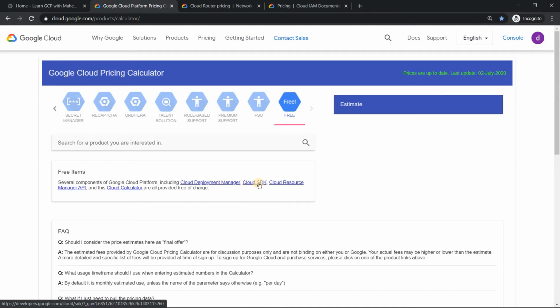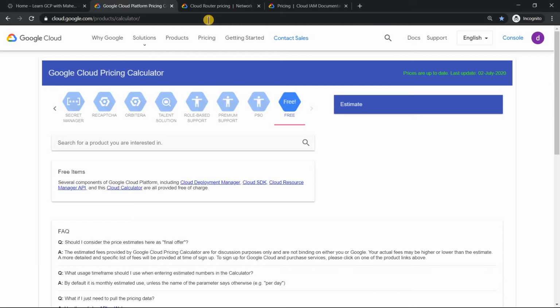Then Cloud SDK, Resource Manager API, these are free, which is mentioned in the pricing calculator itself. I would say the pricing calculator itself is free, so it provides all of this free of charge. I don't think the pricing calculator should be charged, but that's a fun part, I would say. That's one set of services which is free, which is very clear in the documentation.